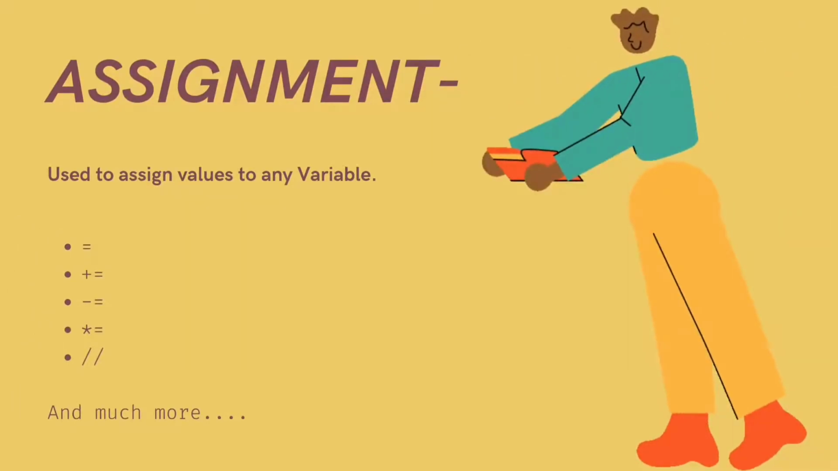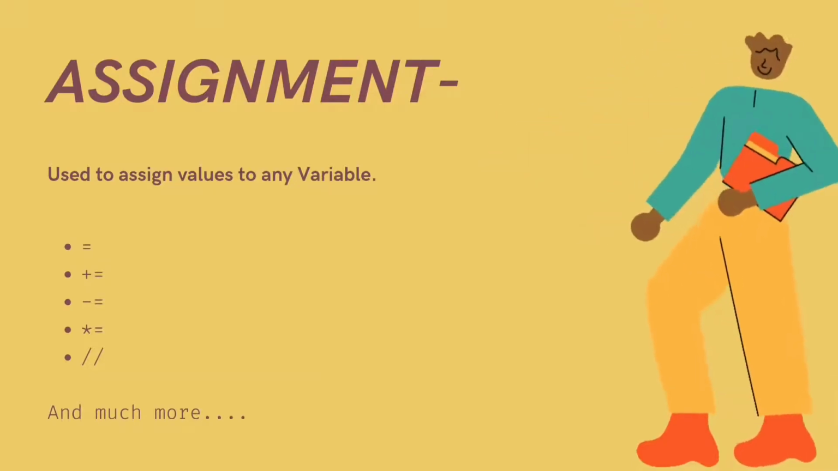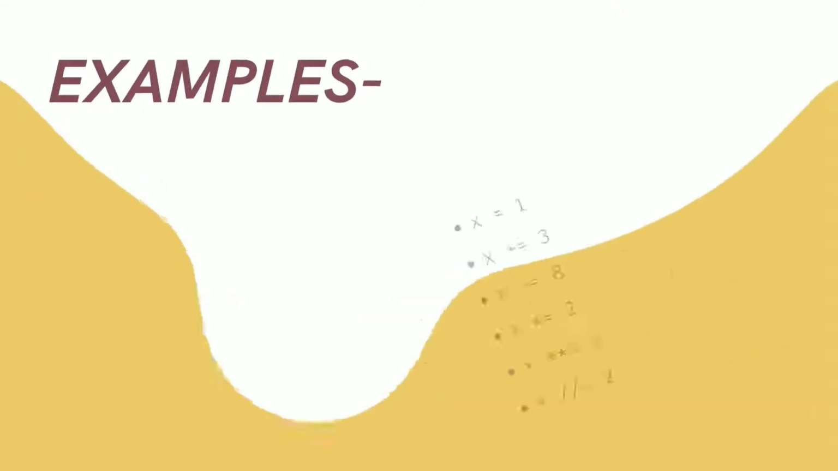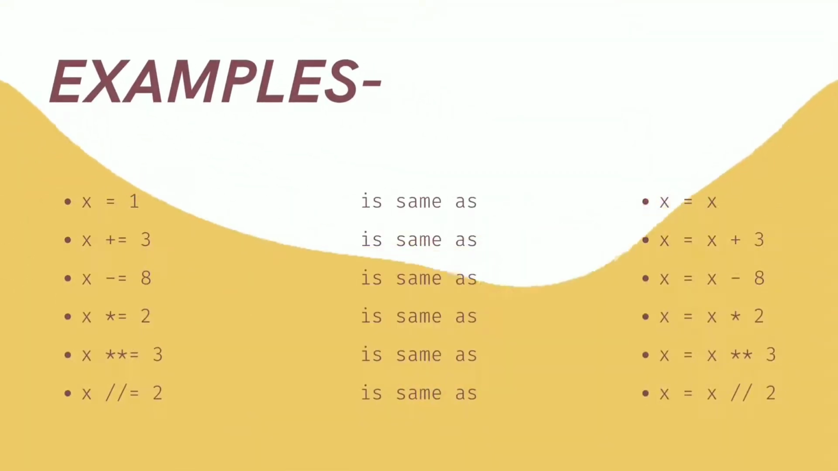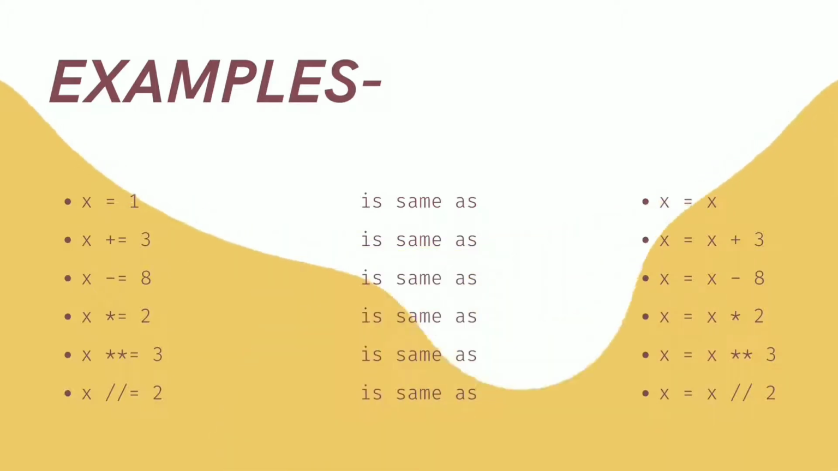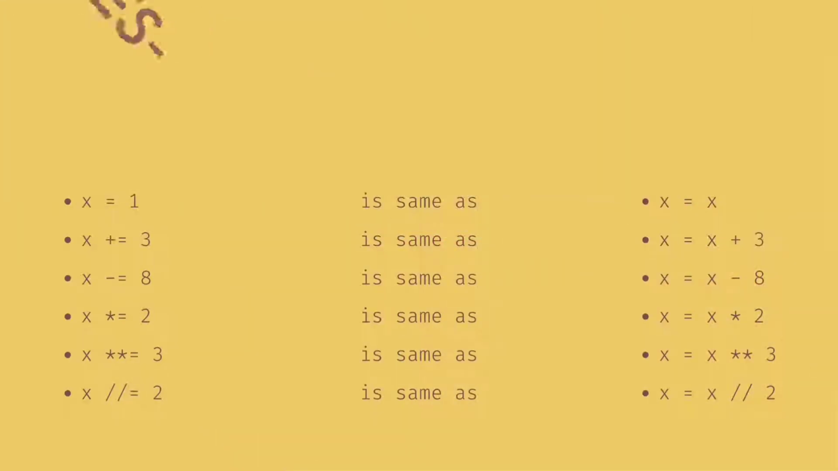Let us look at assignment operators. These are used to assign values to variables. For example, we have equal, plus equal, minus equal, multiplication equal, and even floor division and divide equal. Here we have some examples. You can try them out one by one and see the output.